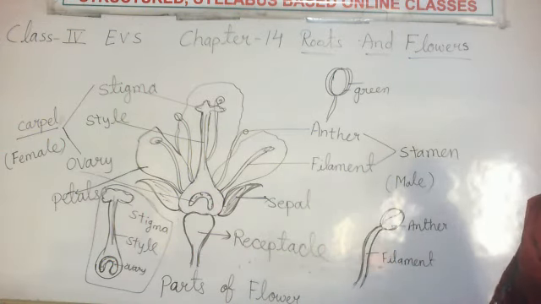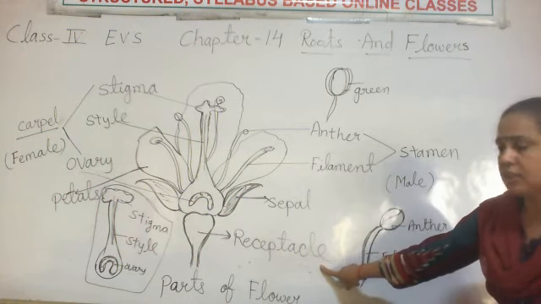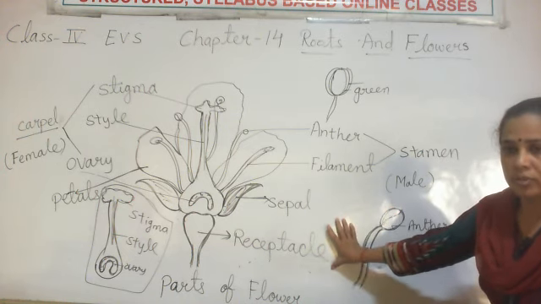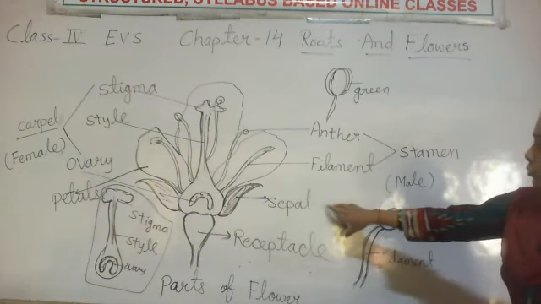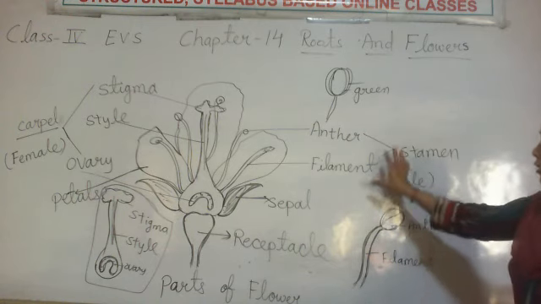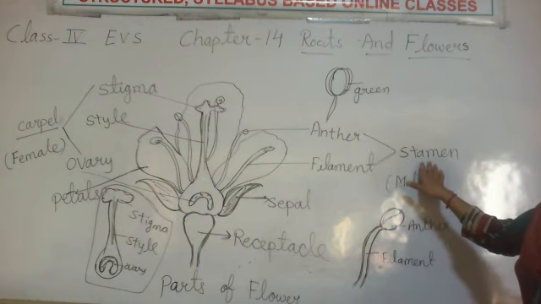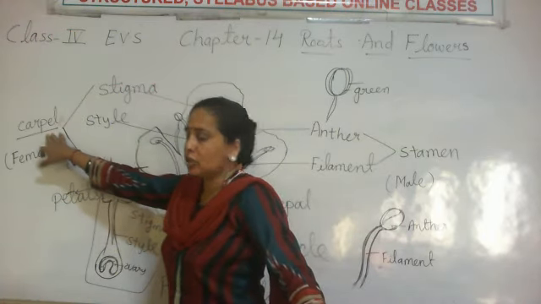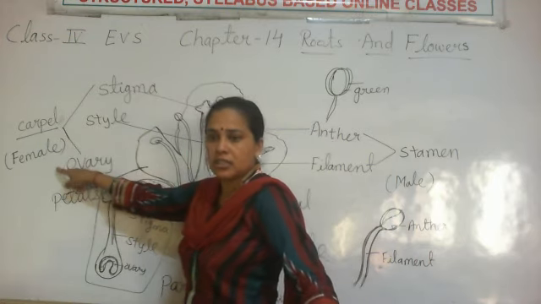Clear? Once again, these are the parts of the flower: receptacle, sepal. Receptacle and sepal give support to the flower. Clear? And sepal fully covers the flower when it is in the form of a bud. Now the male part, stamen: anther and filament make a stamen. This is the male part. Now come to this side. The female part is called carpel. Stigma, style and ovary make a carpel. This is the female part.